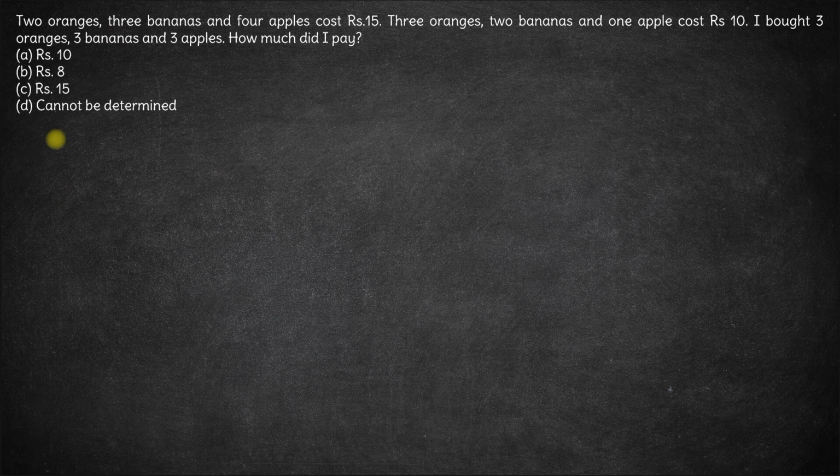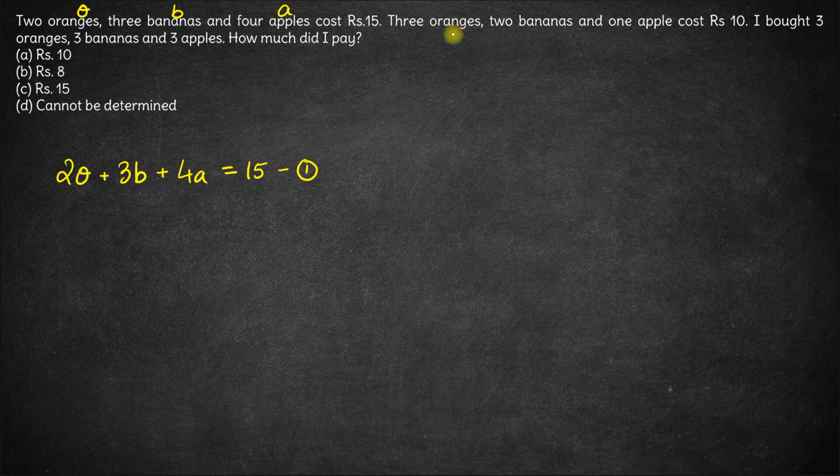Hi, in this question we are given 2 oranges, 3 bananas and 4 apples cost 15 rupees. So let's say the cost of an orange is O, cost of each banana is B and cost of each apple is A. So cost of 2 oranges will be 2O, cost of 3 bananas will be 3B, cost of 4 apples will be 4A, and the total cost of these 3 together is 15 rupees. Let's call this the first equation.